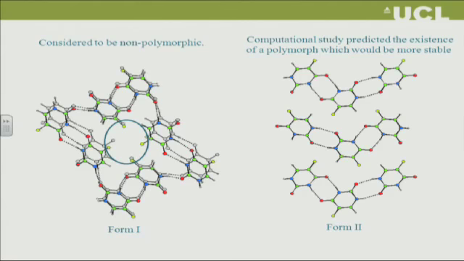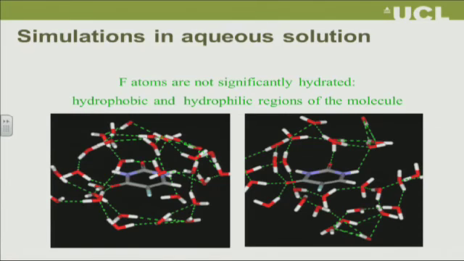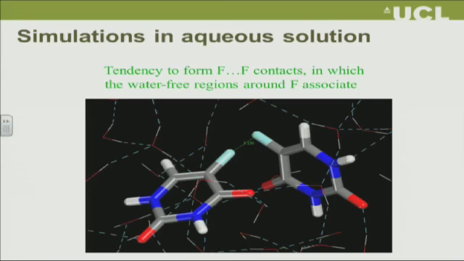Now, form 1, you can grow that from water. Form 2, you only grow from nitromethane. Now, let's look at what you do when you do a simulation. You look at how the molecule behaves first in water. And you can see here this kind of greeny blue thing. That's the fluorine atom, and it's not interacting with the water. And what you find is if you have species in water that don't interact with the water, then they start to interact with each other. It's what we call the hydrophobic effect.